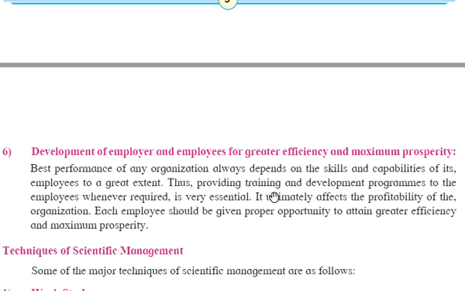When the organization is on a success path, it is an effort from the employees, their capabilities, their skills to a great extent. Thus, providing training and development programs to the employees whenever required. When employees are lagging in skills and capabilities, the management, the organization, should provide them training and development programs whenever it is required.